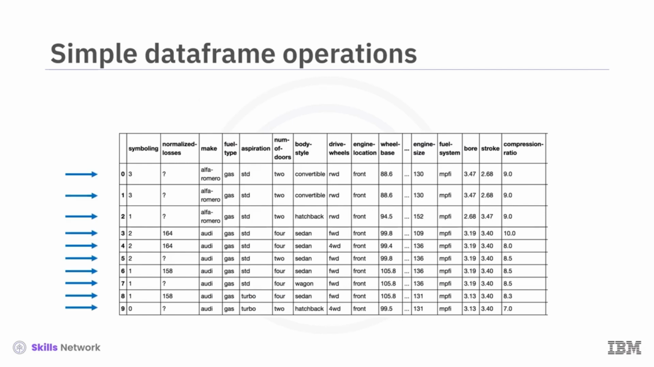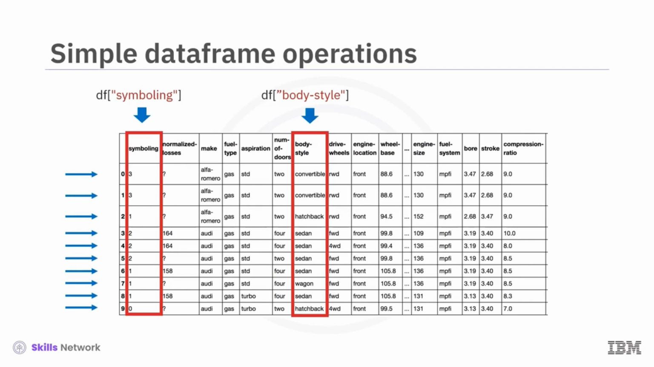Each row of the column represents a sample, i.e., a different used car in the database. You access a column by specifying the name of the column. For example, you can access symboling and body style. Each of these columns is a Pandas series.